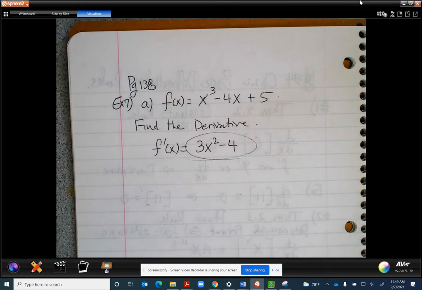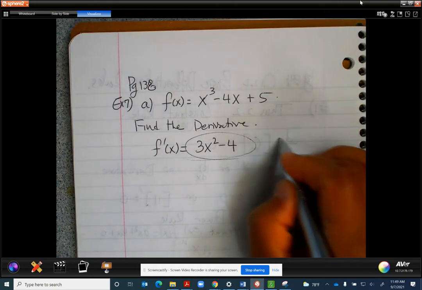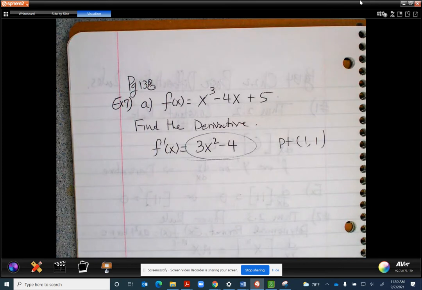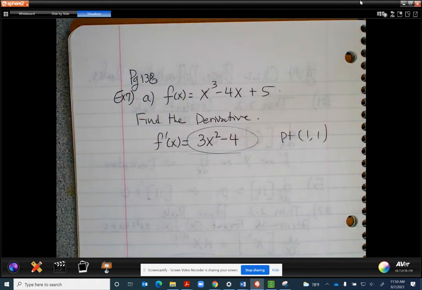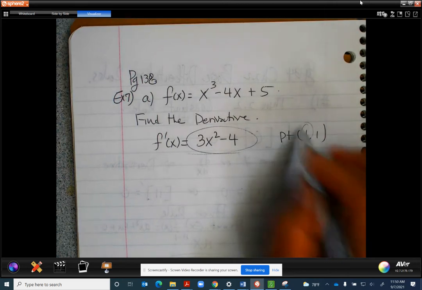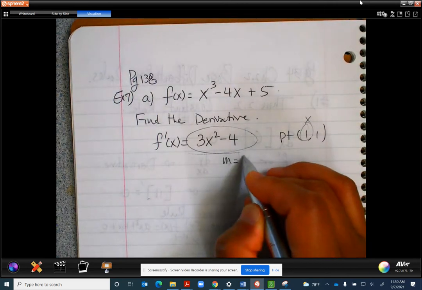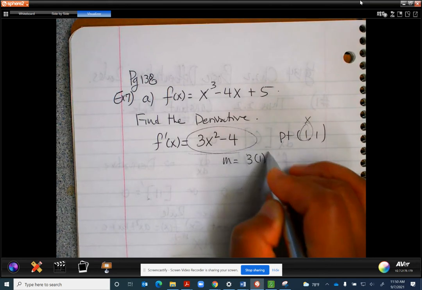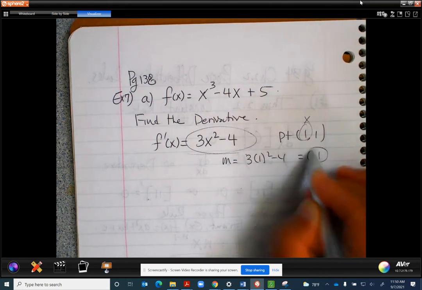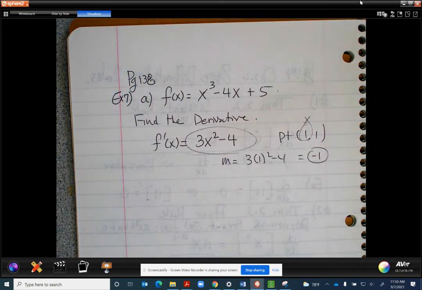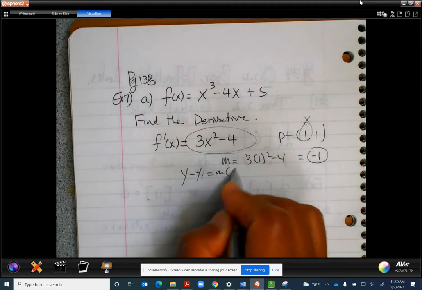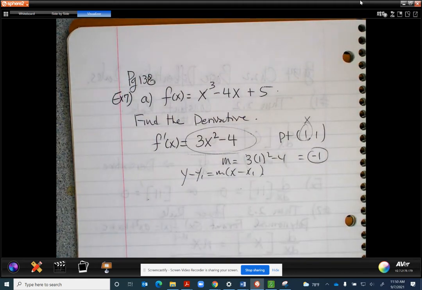Do you think it's possible to find the equation of the tangent line now? Do you guys remember how to find the equation of the tangent line from last week? What if I gave you the point (1, 1)? How would you find the equation of the tangent line? Do you guys remember? You have to plug in x to find the slope. What is the tangent slope? 3 times 1 squared minus 4, which is negative 1. That's your slope. And how do you find the equation of the tangent line? Point-slope, remember that? y minus y1 equals m times (x minus x1). They're going to ask you to do all this stuff again, but with the shortcut. Does that make sense?